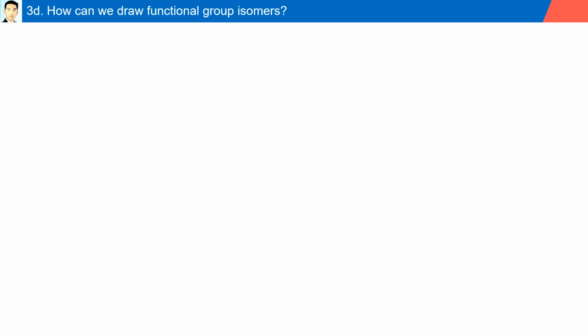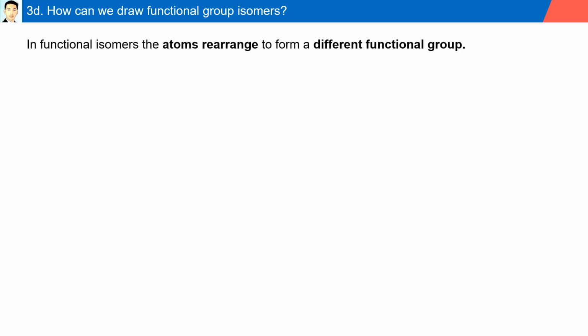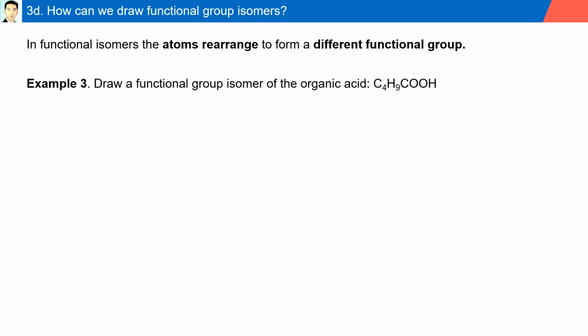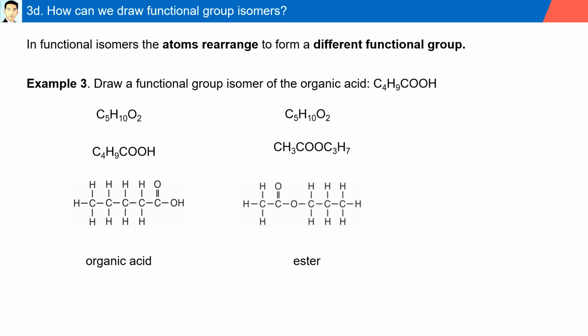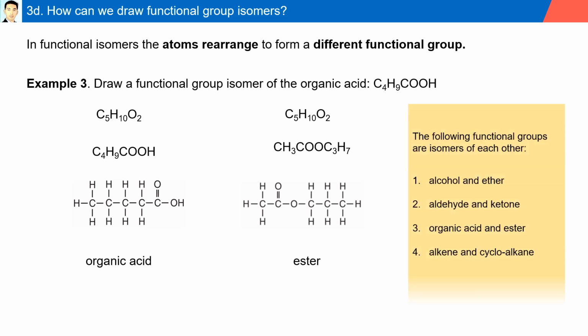How can we draw functional group isomers? In a functional group isomer, the atoms rearrange to form different functional groups. For example, the organic acid C4H9COOH can be rearranged to form an ester, CH3COOC3H7. The following functional groups are isomers of each other: alcohol and ether, aldehyde and ketone, organic acid and ester. Additionally, alkenes and cycloalkanes are also functional group isomers of each other.